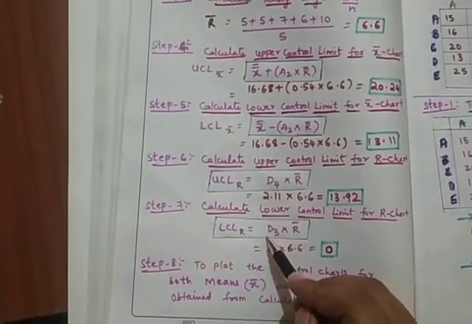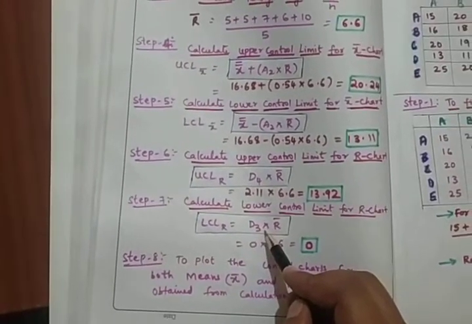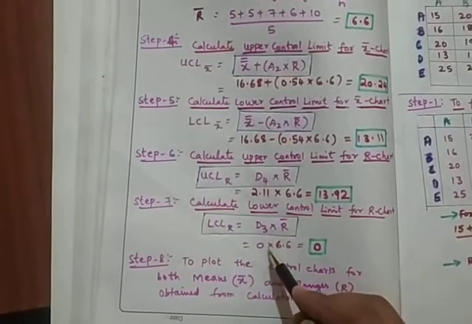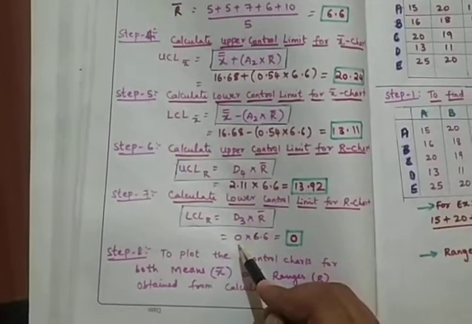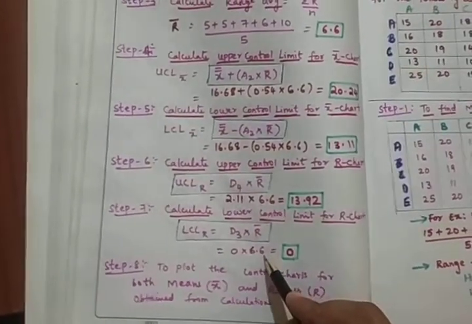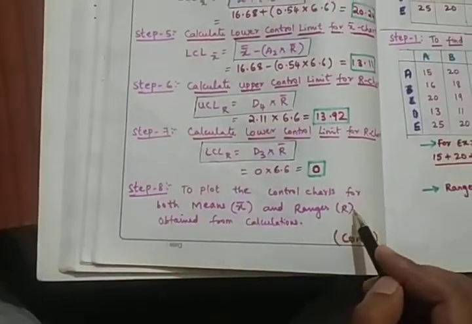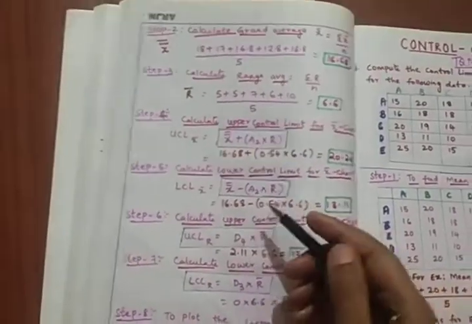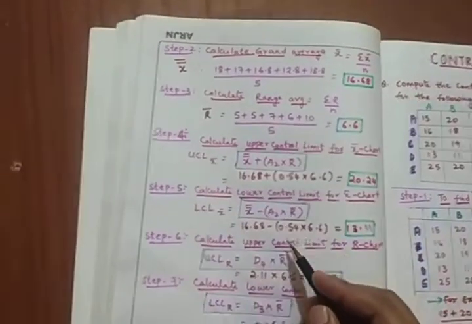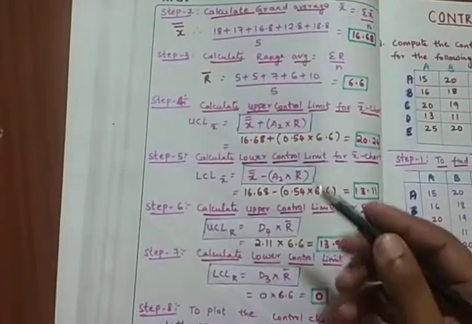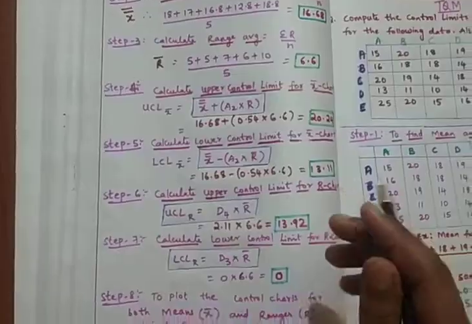The next step is to calculate LCL. For calculating LCL, D3 into R bar, however the D3 value is 0, which is given in the problem, into R bar 6.6, so it is 0. And the last step is to plot the control charts. Whatever you have computed, that is the control limits, upper control limit and lower control limit for both X bar and R charts, you need to plot the charts now.